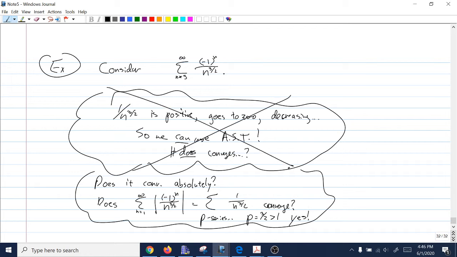That means the alternating series test was no help. What we needed is just to show that it converges absolutely. We show that it converges absolutely by throwing absolute values on it and showing the new thing converges, and in this case there's nothing to show. We recognize that series as a p-series.